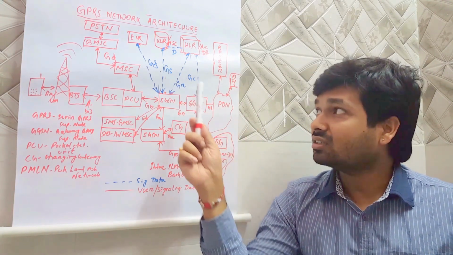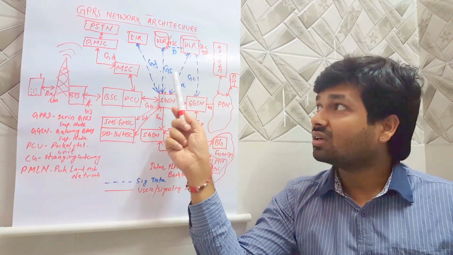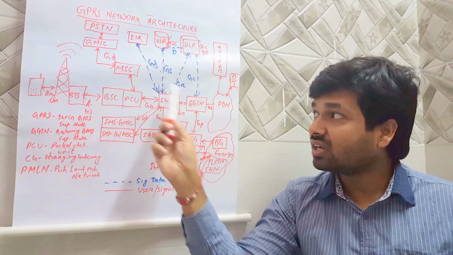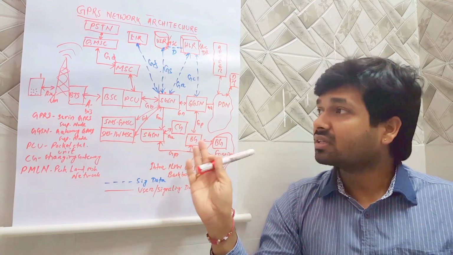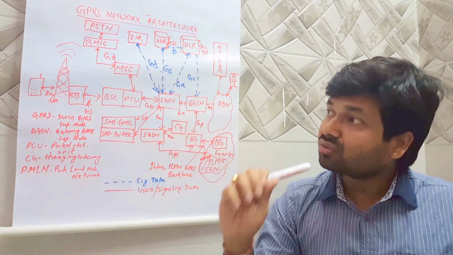Regarding the data, these blue dotted lines, please note, are only carrying signaling data, but all these red colored lines are carrying user data plus signaling data. I have denoted all the network elements.